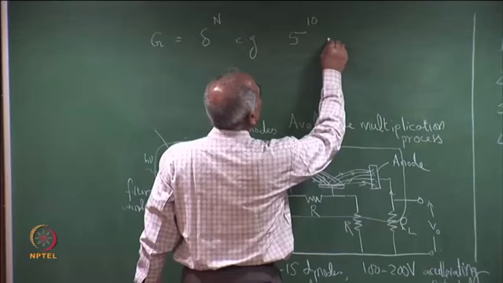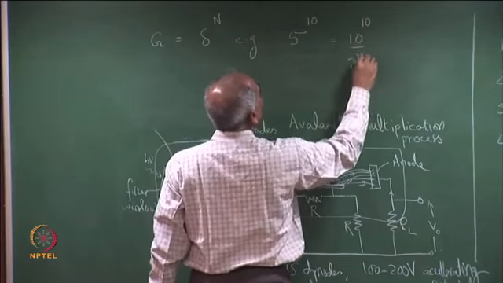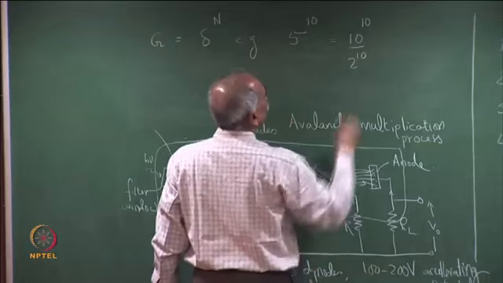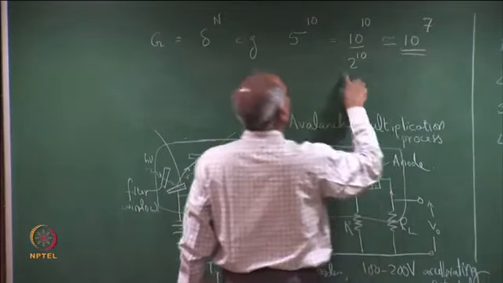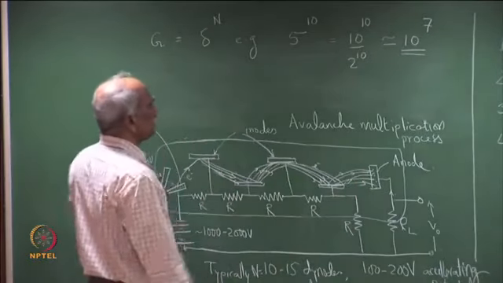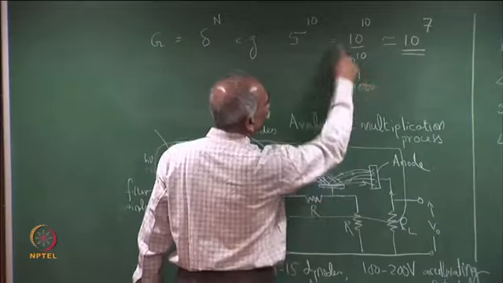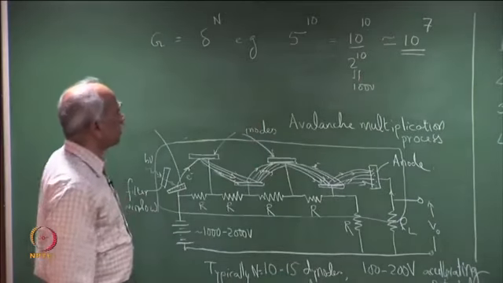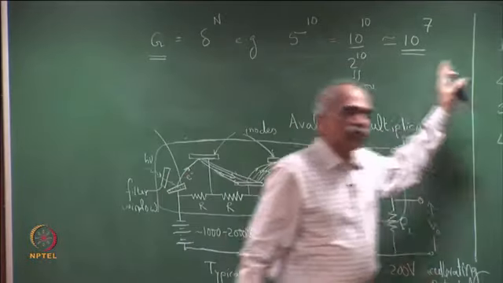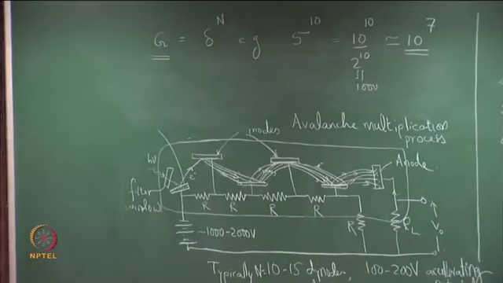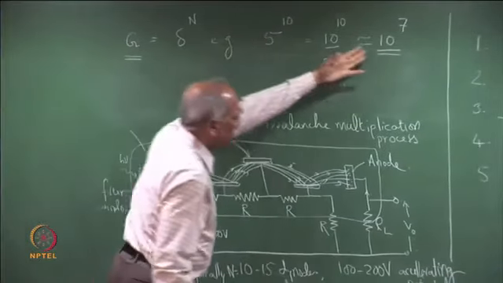So, this is nothing but 10 to the power of 10 divided by 2 to the power of 10. So, that is approximately 10 to the power of 7. 2 to the power of 10 is 32 into 32, which is approximately 1000, 10 to the power of 3, and therefore, this is 10 to the power of 7. So, the current gain G is approximately 10 to the power of 7, which means we have a large current gain.